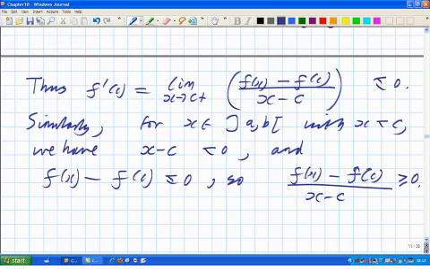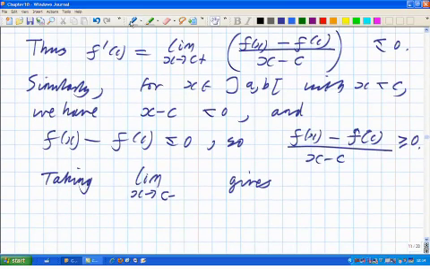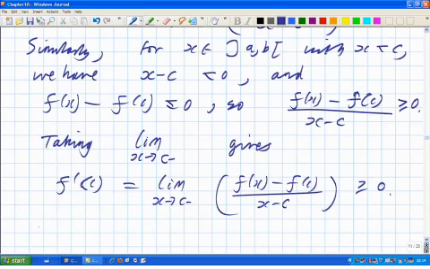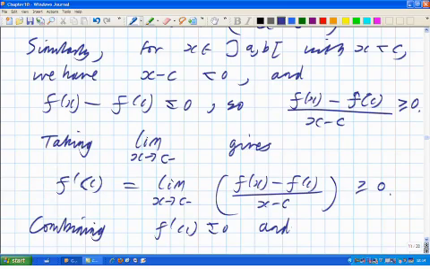And now you take the limit as x tends to c minus. Again, we know that that limit equation is still going to give you f prime of c. This time, the limit of the quotient is greater than or equal to naught. So now we've shown that f prime of c is less than or equal to naught and f prime of c is greater than or equal to naught, so it must be equal to naught. Combining f prime of c less than or equal to naught and f prime of c greater than or equal to naught gives f prime of c equals naught.